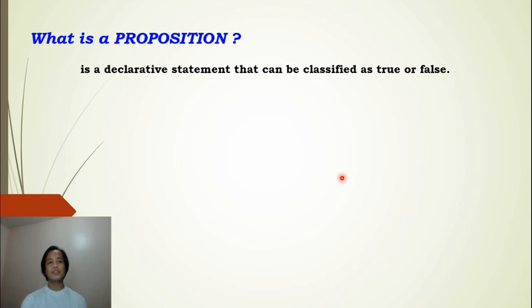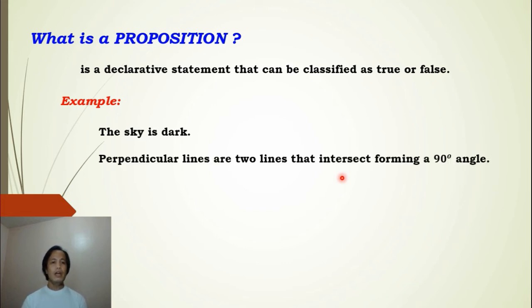So other examples of a proposition or declarative statements are: 1, the sky is dark. So this is answerable by true or false depending on the situation and depending on the situation of the speaker. Whether the statement does make sense or not, as long as it is answerable by true or false, this is a proposition. Number 2, perpendicular lines are lines that intersect forming a 90-degree angle. Of course, in mathematics, this is a true statement.